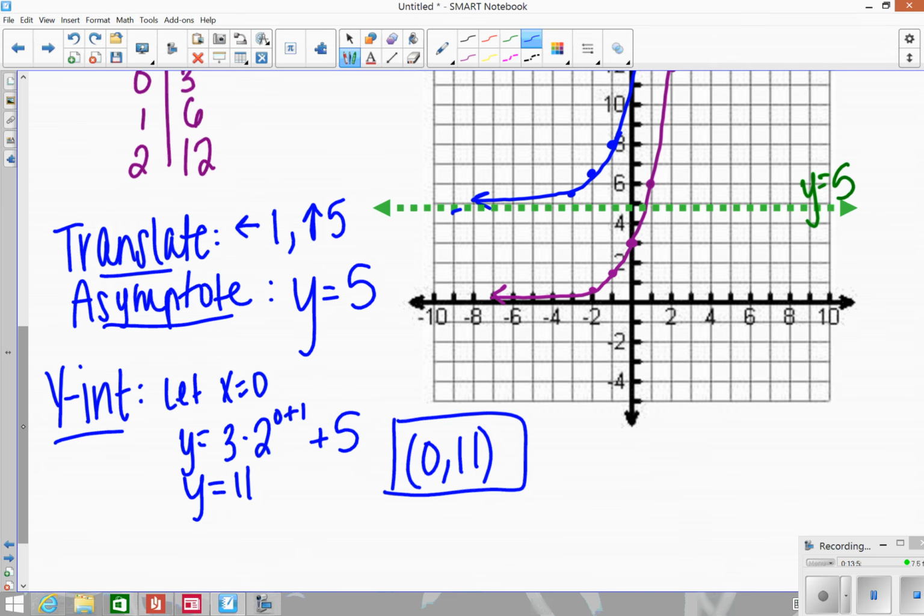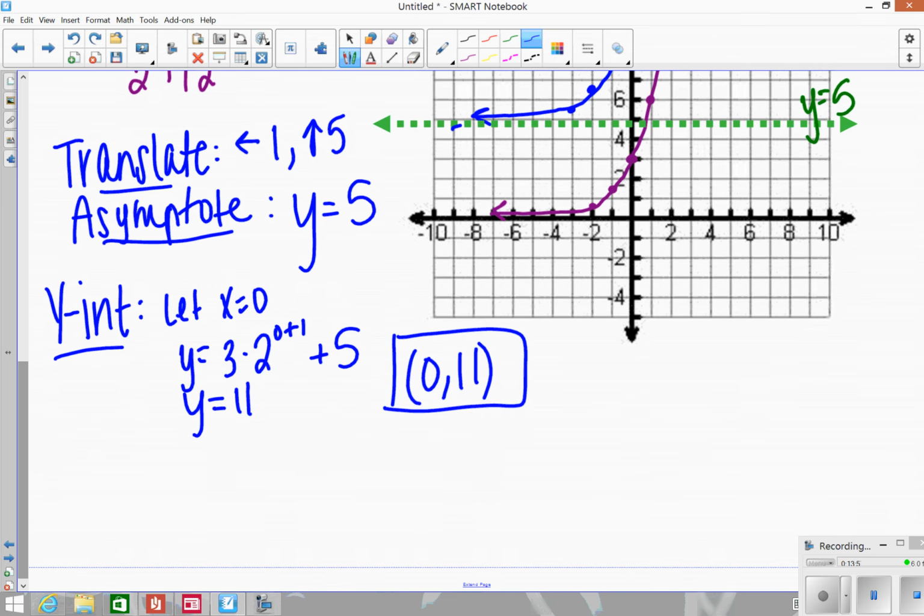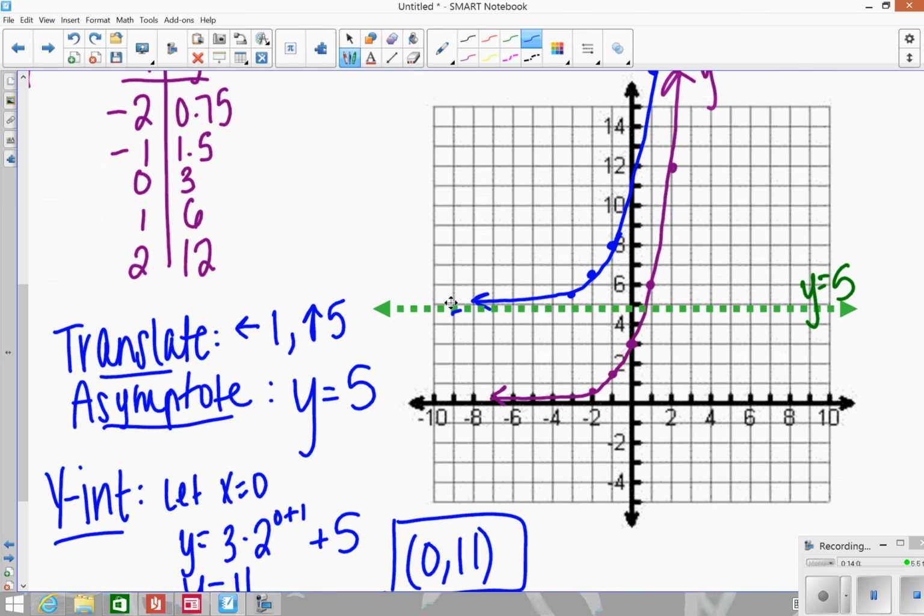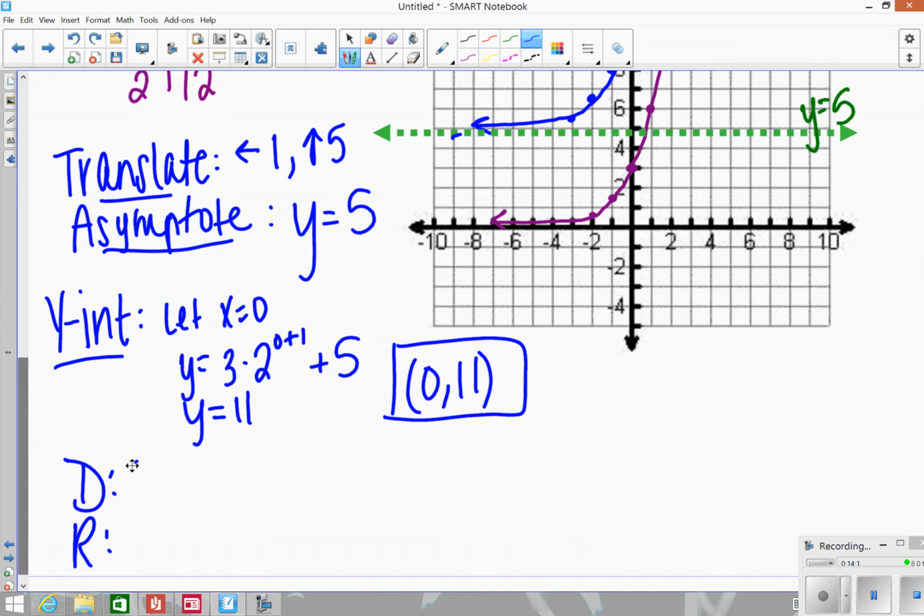And then the other piece is going to be to find the domain and range, just to kind of review that. So domain, as you move left to right, you're going to include all real numbers because there's arrows. This is going to keep going left, and it'll keep gradually going right. So it'll be all real numbers, so negative infinity to positive infinity.